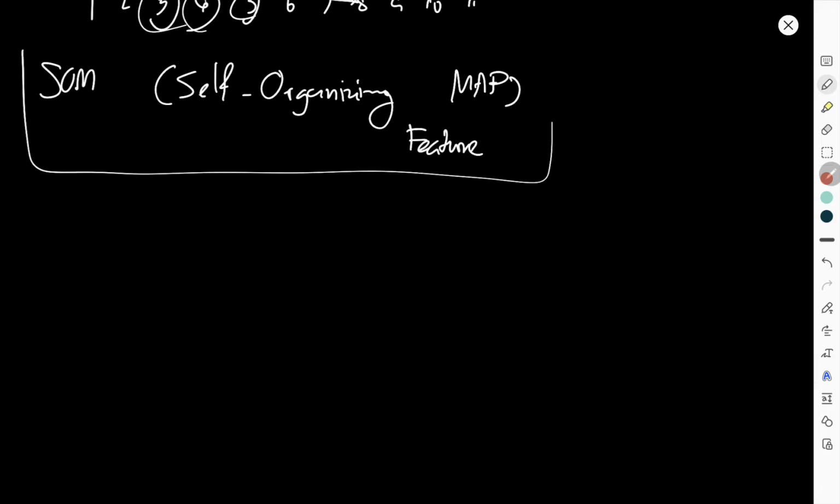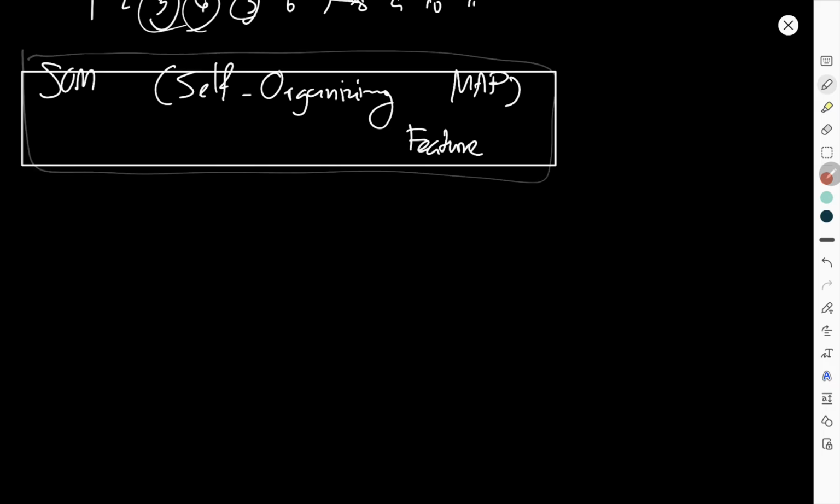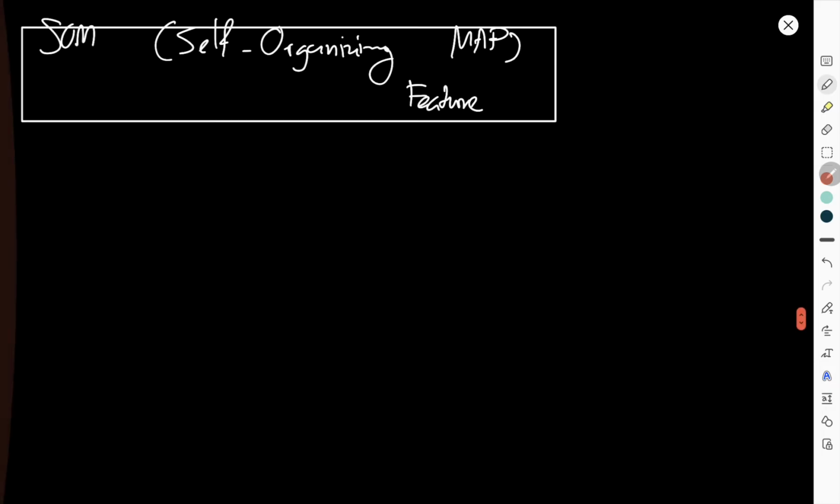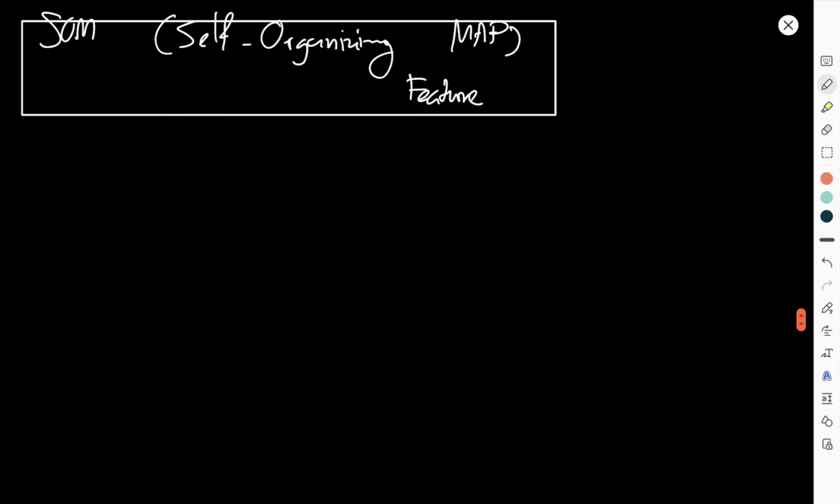This is another method that we can use to cluster the data. How is it different from k-means? As you can see, the drawback of k-means is we have to define k, but for SOM it's different. The idea of SOM is we have two layers.